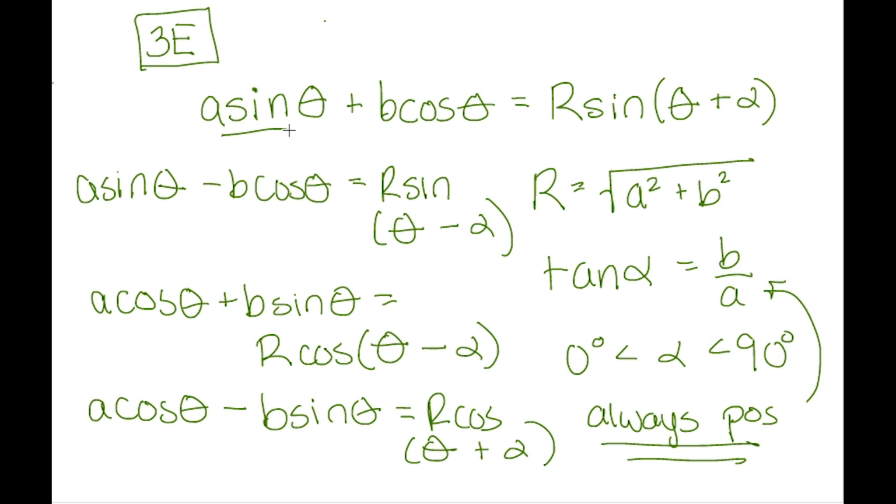Now when we start with sine first, the sign in between is the same sign that I'm going to have here in my parentheses. If we start with cosine first, the sign here switches inside the parentheses. And it's always going to be R sine when I start with sine, and R cosine when I start with cosine.